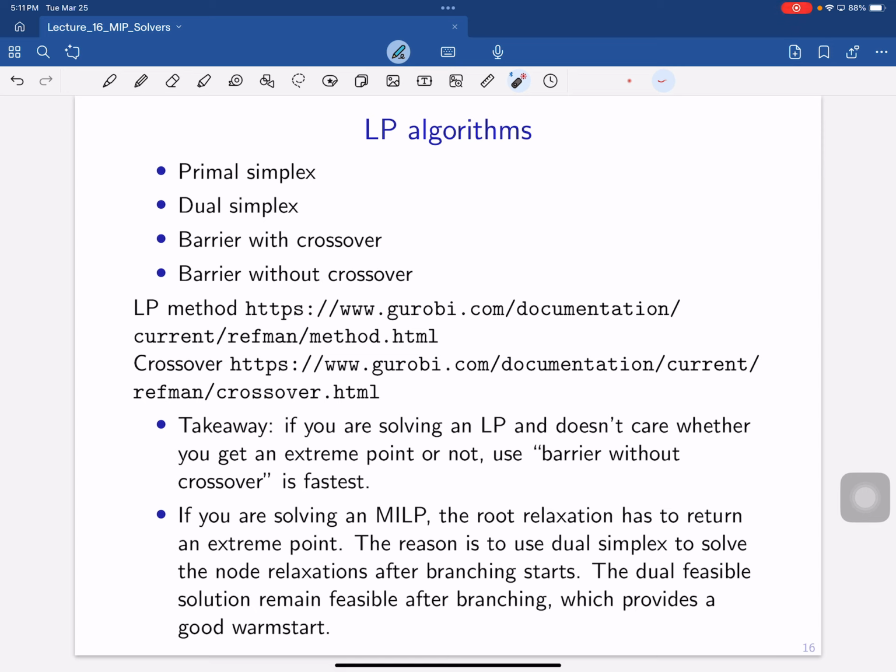Now, if you are solving an MILP, I don't think changing the algorithm helps a lot. Maybe it helps a little bit, but at the end of the day, the root node relaxation has to return an extreme point.